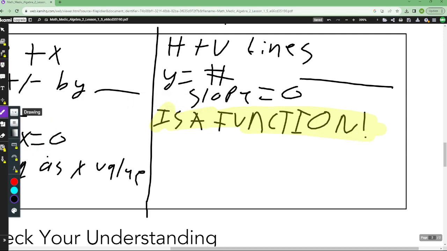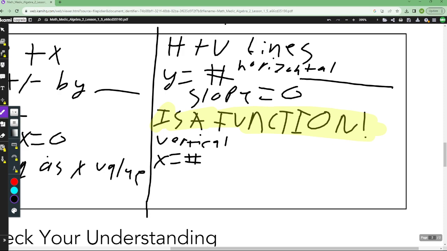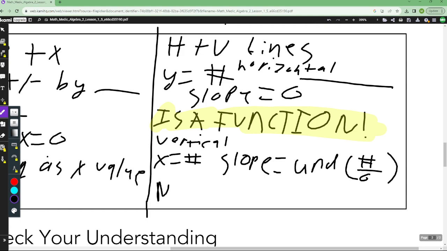All right, so that's horizontal. And then vertical is when x equals a number. Slope is undefined, which means it's divided by 0, which makes it undefined. So we'll just write UND. We'll do number over 0. It is not a function.